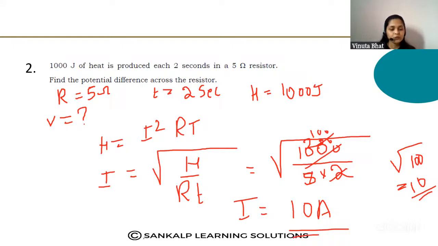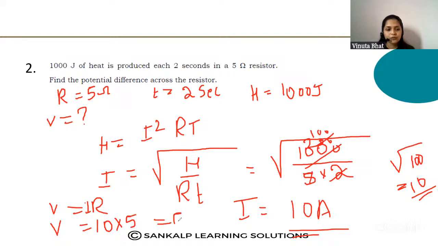Then we have to find out the V. We know the formula: V is equal to I into R. I is equal to 10 ampere and R is equal to 5 ohm. That is equal to 50 volt. What is the value of V? That is 50 volt. So 50 volt is the correct answer.